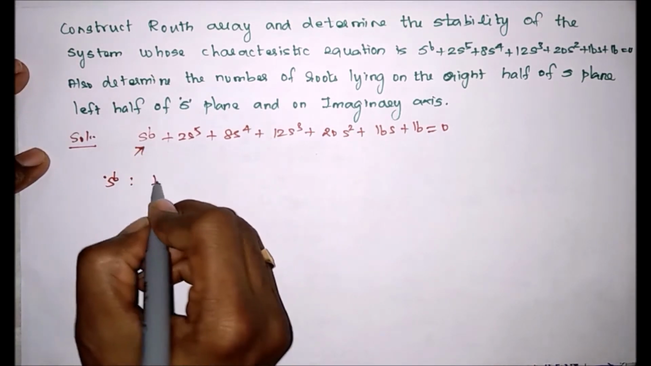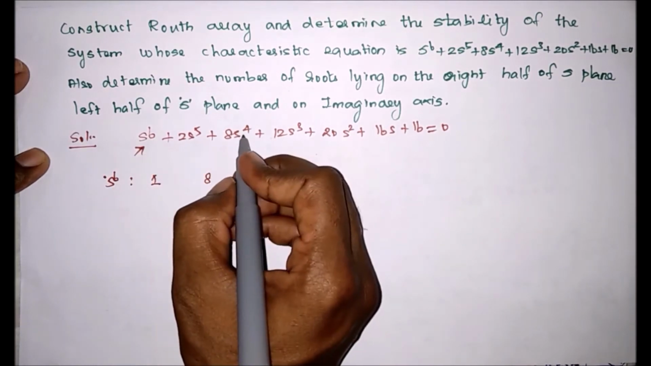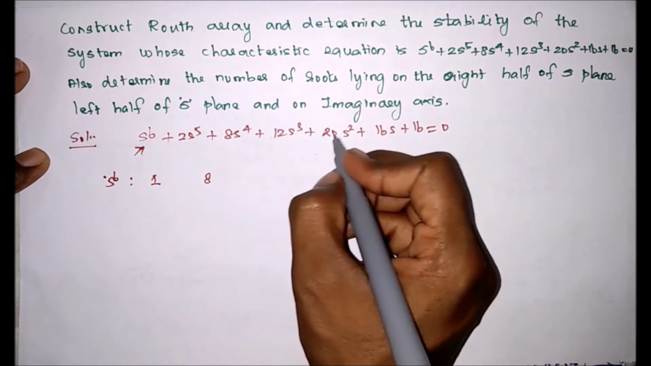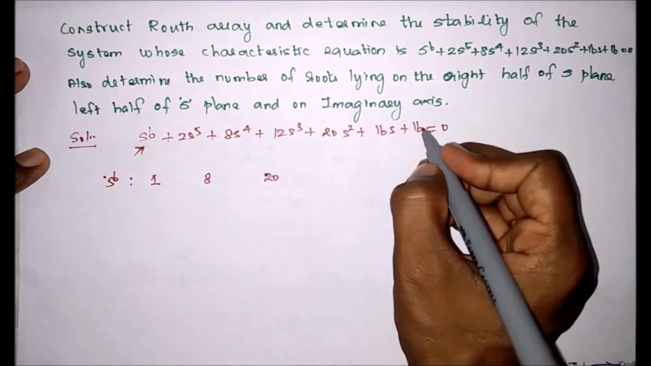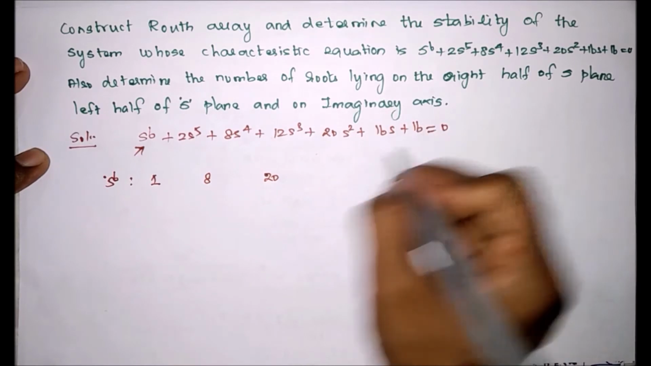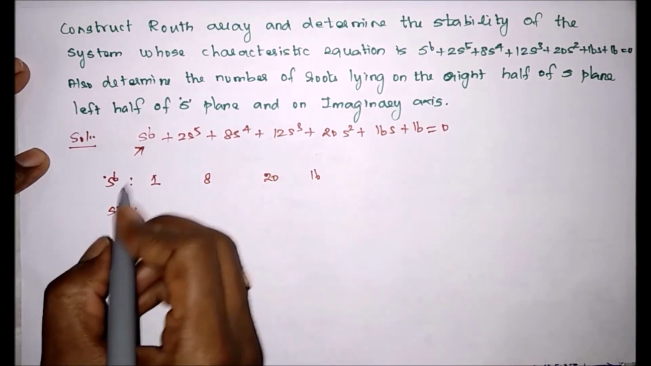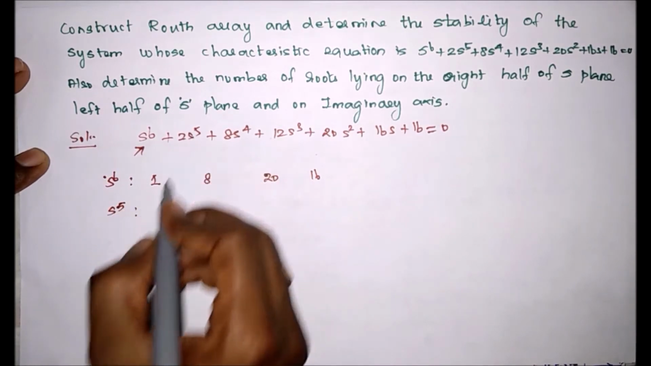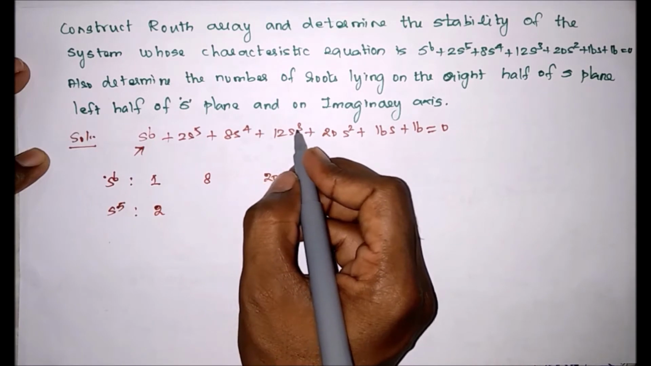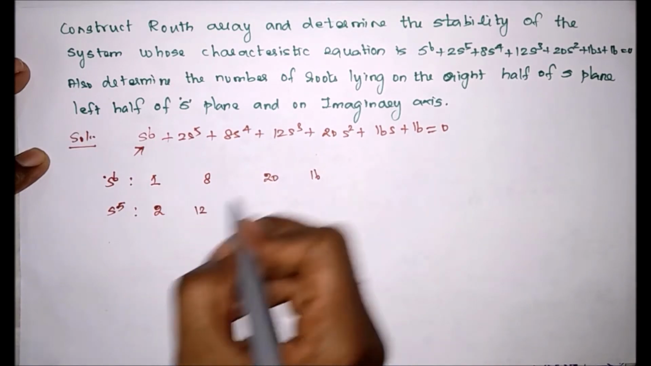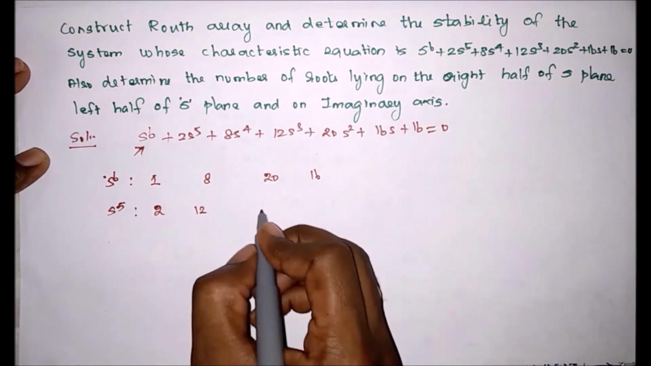So the even term is s^6, its coefficient is 1. The next even term is s^4, its coefficient is 8. The next is s^2, its coefficient is 20. The next is s^0, its coefficient is 16. Then we have to take s^5, it is an odd term, and its coefficient is 2. Then the next odd term is s^3, its coefficient is 12. The next odd term is s, its coefficient is 16.